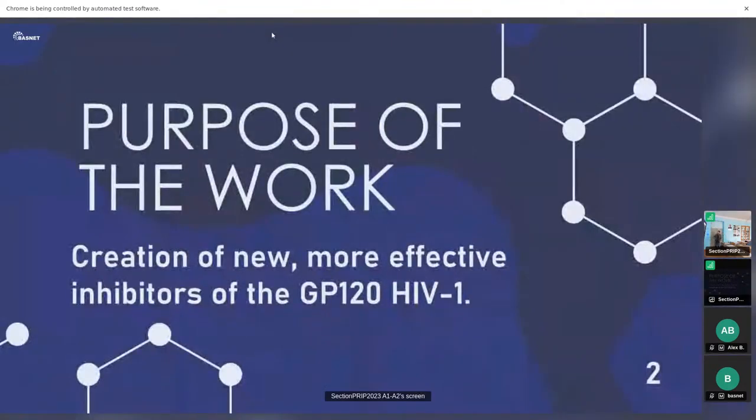The purpose of my work is the creation of a new, more effective inhibitor of human immunodeficiency virus of the first type. Human immunodeficiency virus is a very serious disease for our society, and I think it's very important to make more effective inhibitors. Inhibitors are equal to drugs.